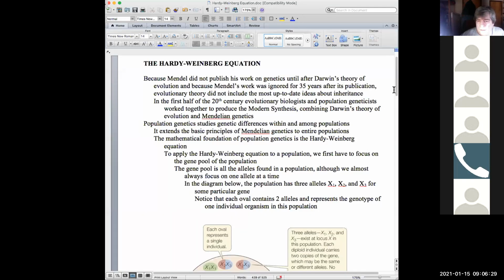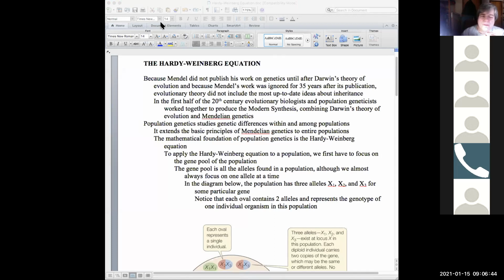So let's see. Okay. So you should be able to see a document called Hardy-Weinberg equation. Let me know if you're not seeing that and I've got the wrong document up or something else is going wrong.